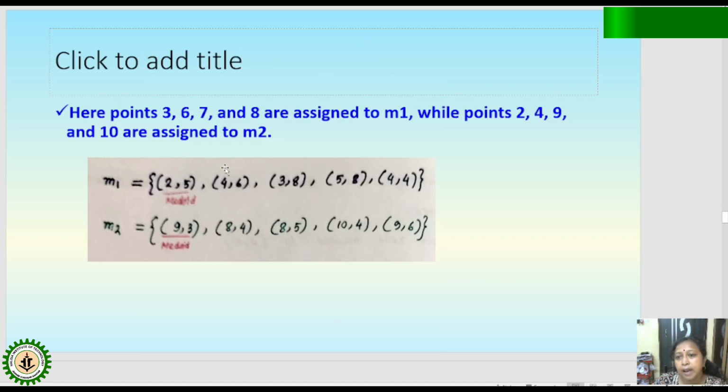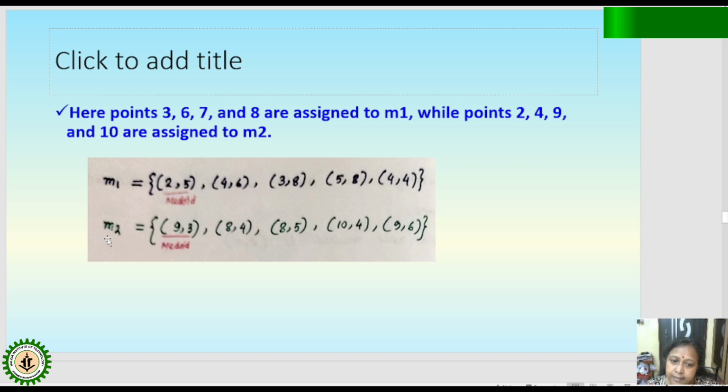Next, again we have to recalculate the cost. Here we have already considered that 2, 5 is a medoid. So calculate the distance from 2, 5 to the data point 4, 6, then 2, 5 to 3, 8, the distance between 2, 5 and 5, 8, and the distance between 2, 5 and 4, 4. You have to calculate how close each data point is to the medoid 2, 5.